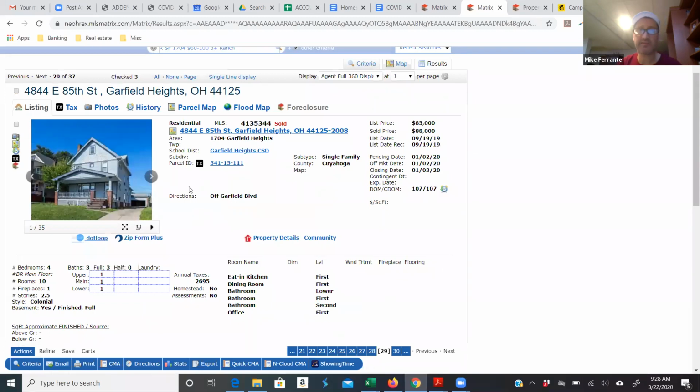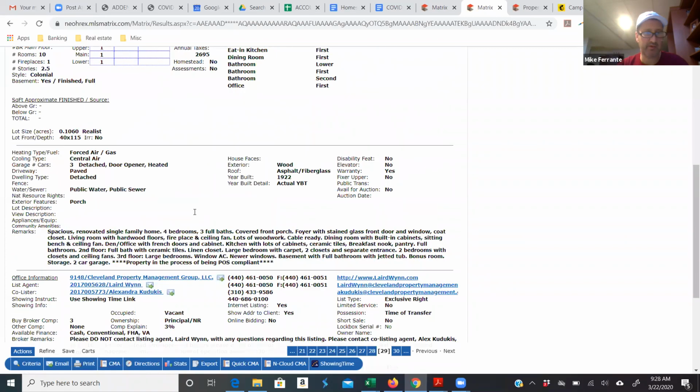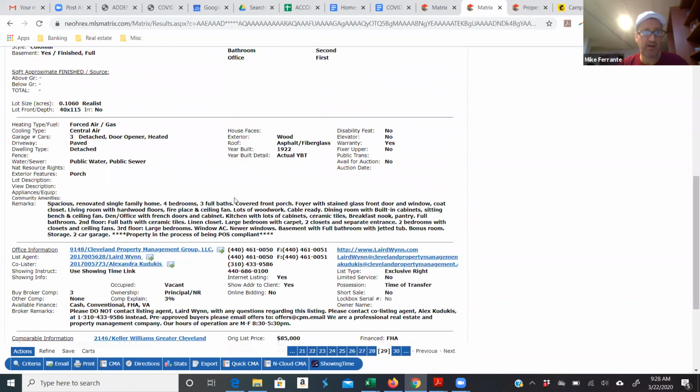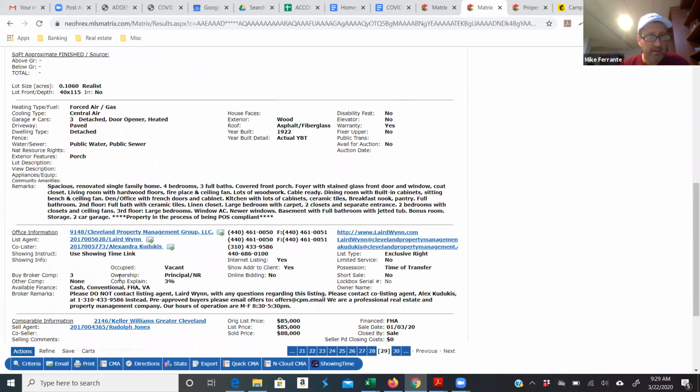Now, keep in mind, all these sales we're looking at so far, these are all owner-occupied sales. Investors are not paying this kind of money for these houses. And of course, as soon as I said that, this one says what? I know that these guys do rentals.